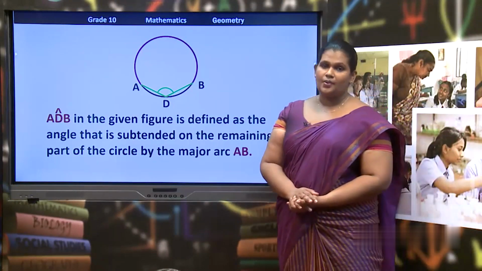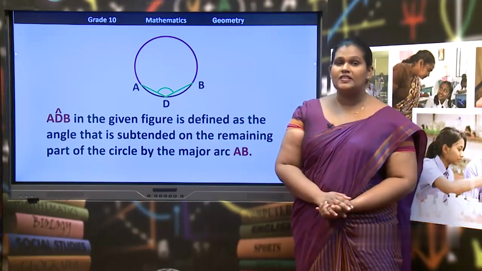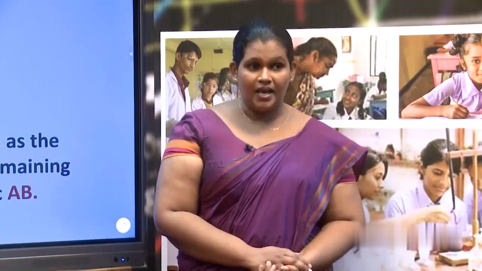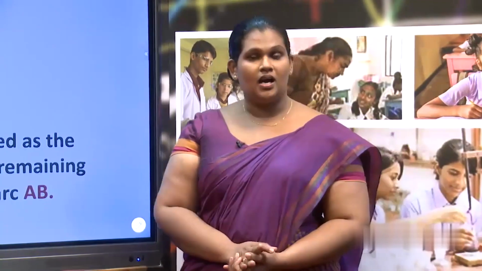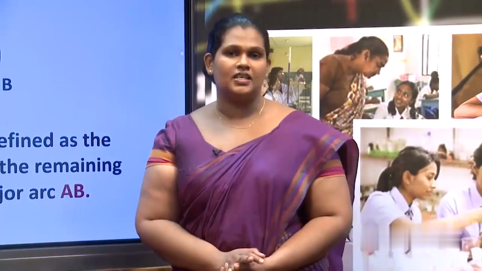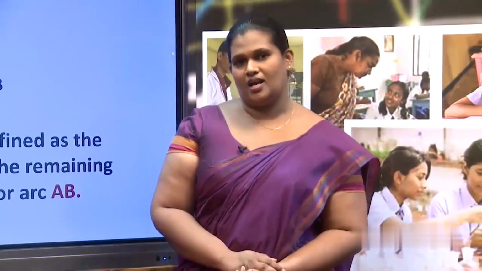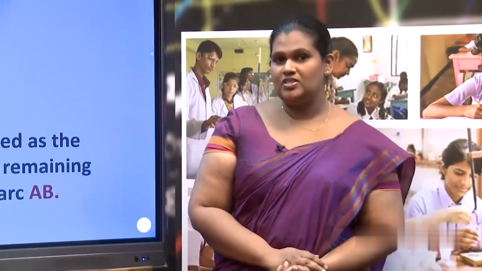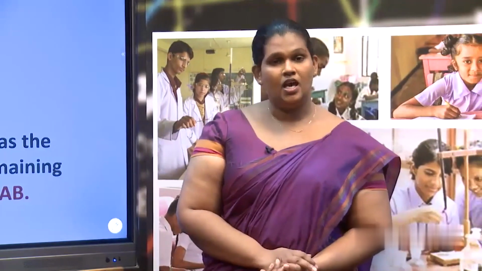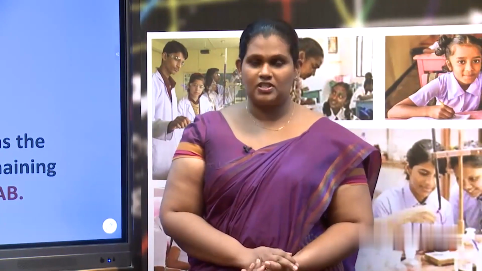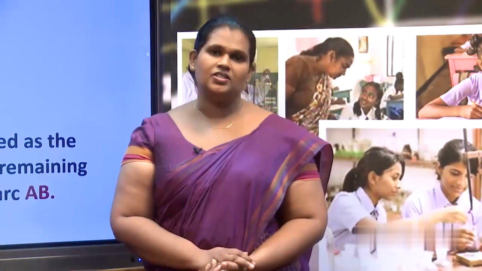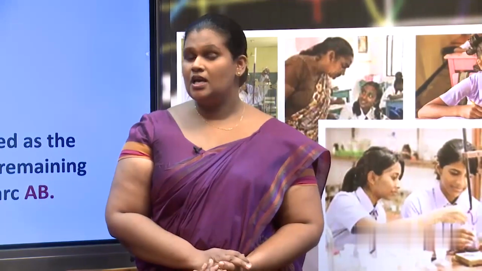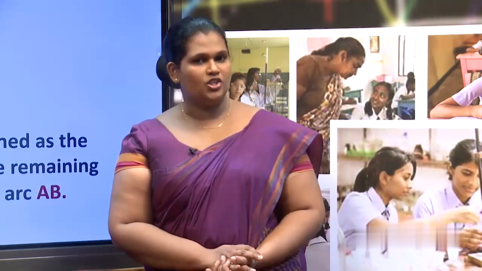Then you know about the angle subtended on the center of the circle by the minor arc, then the angle subtended on the center of the circle by the major arc. Then we have discussed the angle subtended on the remaining part of the circle by the minor arc. Finally, we have discussed the angle subtended on the remaining part of the circle by the major arc.